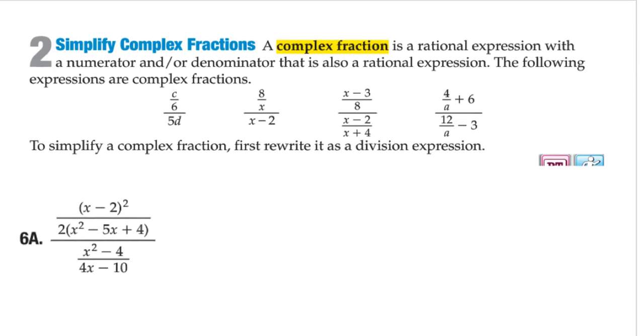Complex fractions, which actually aren't that complex if you know the one secret. And the secret is, look at this. This is just a divide sign. That's just a divide sign.